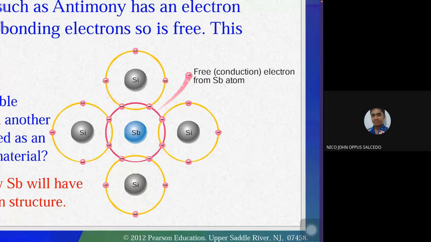When we speak of semiconductor material, it is not just one antimony atom. It has millions of antimony atoms. So if it has millions of antimony atoms, the effect is that it could produce millions of free electrons. So far in our discussion, are there any questions before I go further?